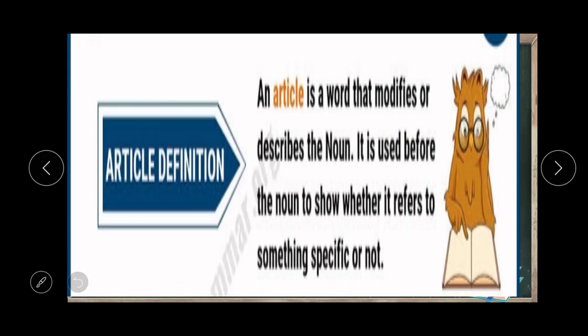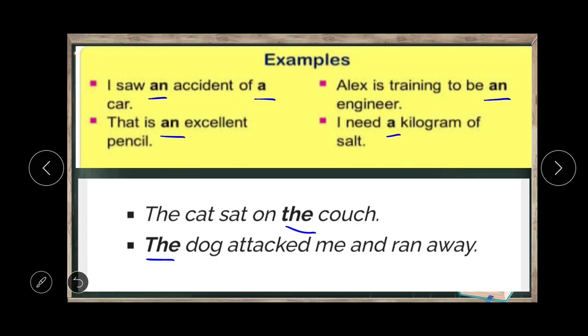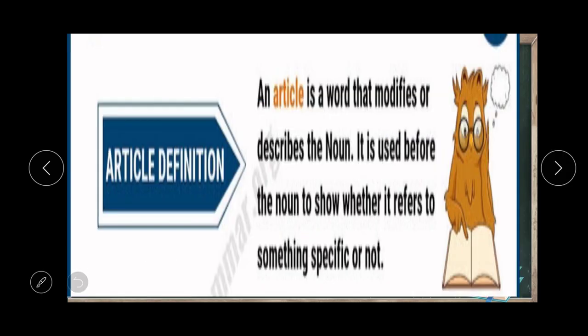Now students, for your better understanding, let me give you the definition of an article. An article is a word that modifies or describes the noun. It is used before the noun to show whether it refers to something specific or not. And this you can see in all these sentences, they are put before the nouns like couch, dog, pencil, salt, engineer, car, etc. And they are modifying these nouns. So I hope that you have understood the articles.